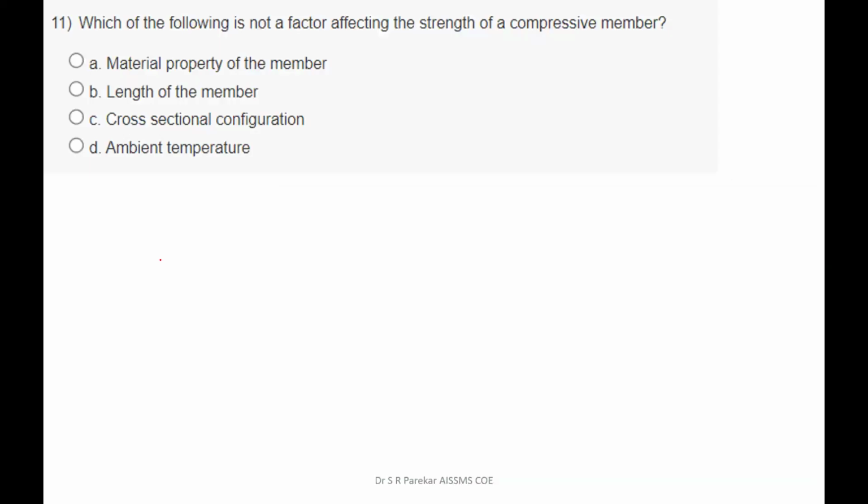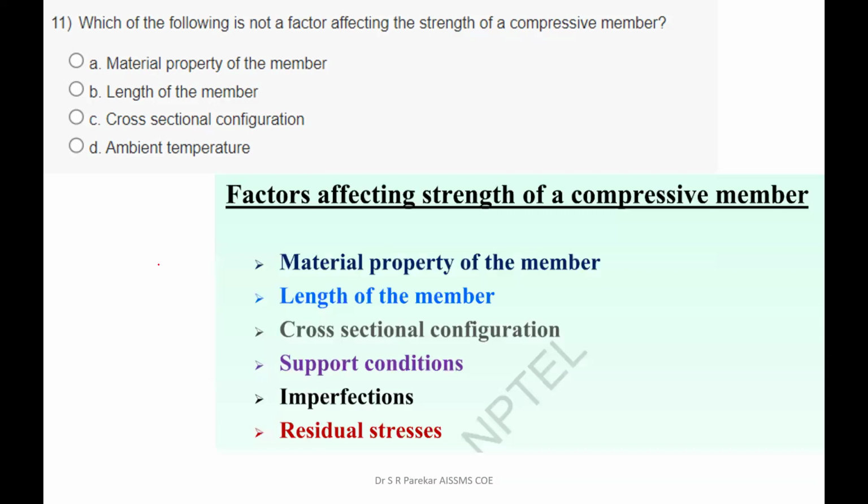Then which of the following is not a factor affecting the strength of a compressive member? Here we have factors affecting the strength of a compression member. We have the material property of the member, first. Then we have the length of the member, second. The cross-sectional configuration, third. So option D is not a factor affecting strength. So we have this as D.